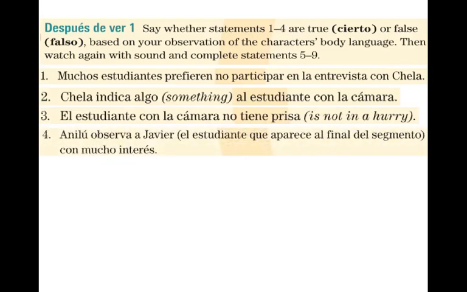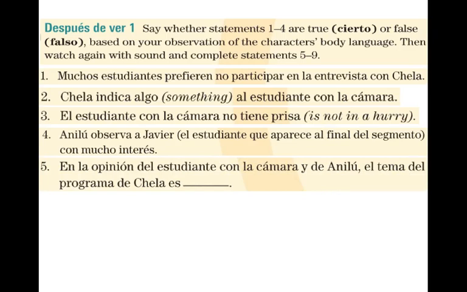You know that one. 4. Anilu observa a Javier, el estudiante que aparece al final del segmento, the student who appears at the end of the segment. So she observes him con mucho interés, with a lot of interest. Cierto or falso, those first 4. Número 5, you have to fill in the blank. En la opinión del estudiante con la cámara y de Anilu, el tema del programa de Chela es, ¿cómo es? El tema es interesante, es divertido.